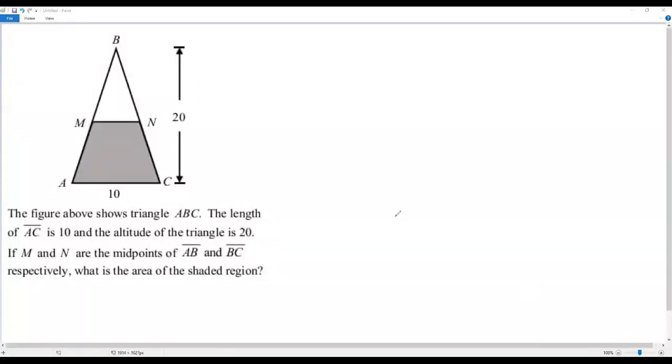Here we have a SAT math problem. Okay, let's go to the question. The figure above shows triangle ABC. The length of AC is 10 and the altitude of the triangle is 20. If M and N are the midpoints of AB and BC respectively, what is the area of the shaded region?